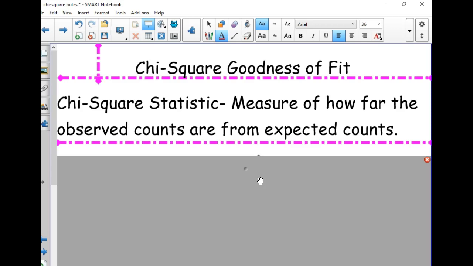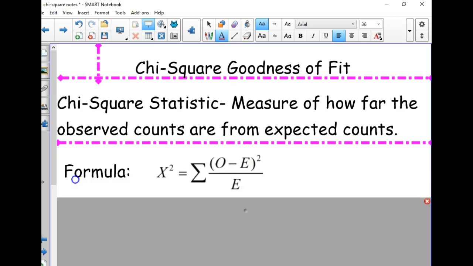And just like a z-score or a t-score, we do have a formula for it. It's on the board up here, but I'll put it up here and describe it because I have had a lot of absences lately. Here is the formula. Chi-square. Chi is a Greek letter. Chi-square is equal to sigma. Sigma means sum. And we take our O minus our E, we square it, and we divide by E.